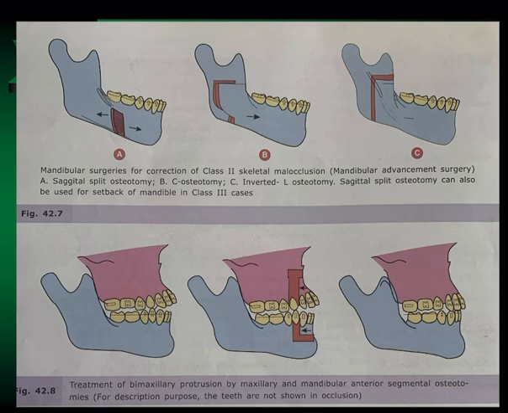So the mandibular surgeries for correction of class 2 skeletal malocclusions, which include advancement of the mandible. So that's the sagittal split osteotomy, the C osteotomy, which depends on the shape of the cut. Then you have the inverted L osteotomy. Sagittal split osteotomy can also be used for setback of the mandible in class 2 cases. Treatment of bimaxillary protrusion by maxillary and mandibular anterior segmental osteotomies.